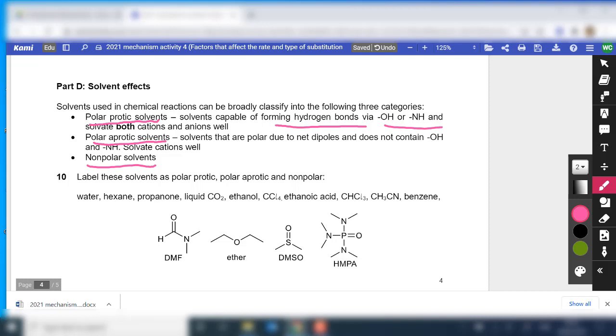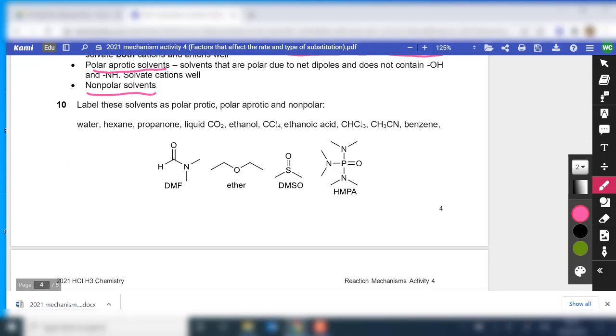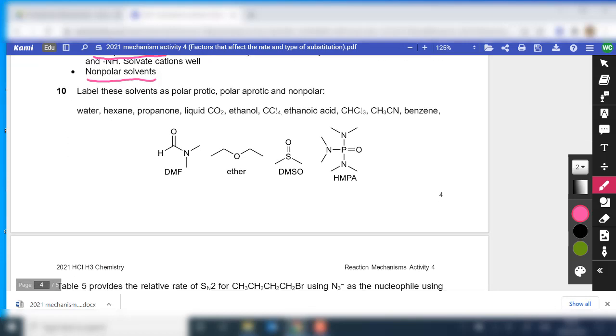For polar aprotic solvents, basically they are not capable of forming hydrogen bonds, but they have a net dipole moment. And then non-polar solvents, as the name implies, are non-polar. So for question 10, of course, your role here is really to classify them as polar protic, polar aprotic, or non-polar. I think it might be a little bit clear cut here.